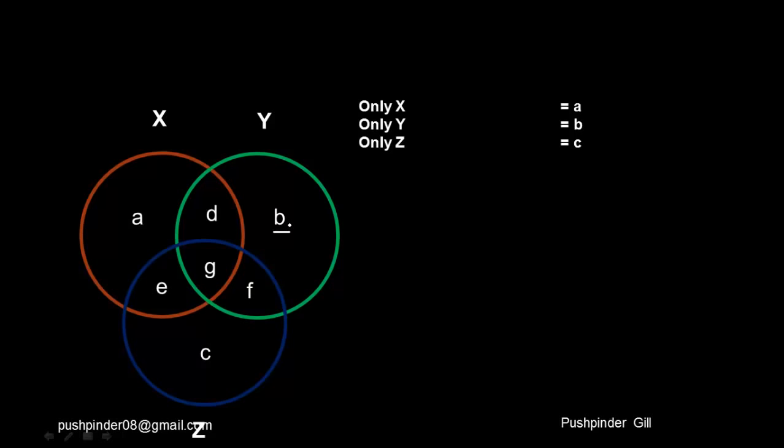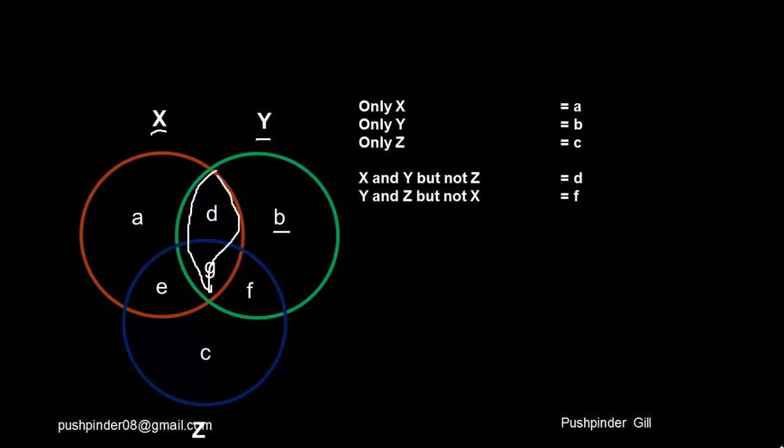Then if you have to calculate how many people would like product X and product Y, that would be this area, D plus G. But if I ask you product X and product Y but not product Z, that would be just this area D, because this G contains product Z as well. Similarly, if I ask you Y and Z but not X, that would be F. Similarly, X and Z but not Y, that would be E. So this is the way it is.